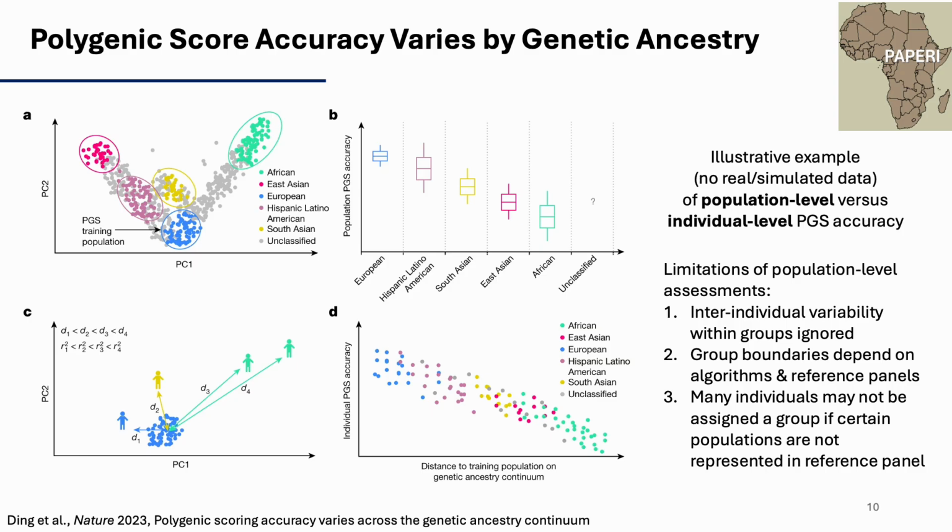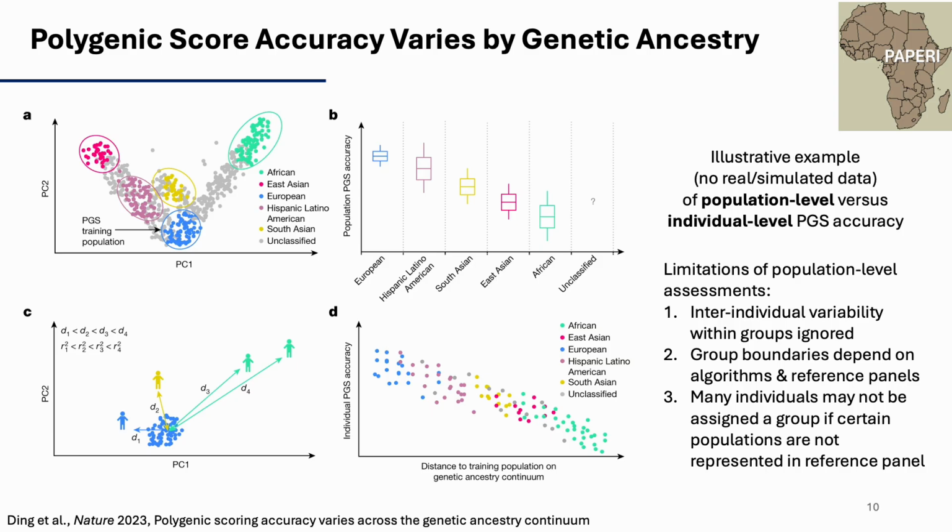The way we have determined that PGS performance varies between populations is by grouping individuals into broad populations, typically defined by principal component analysis as shown in Panel A, and evaluating PGS accuracy at the population level as shown in Panel B. However, this has several limitations. It ignores inter-individual variability within groups. Group boundaries depend on algorithms and reference panels, which can lead to arbitrarily defined boundaries between populations. And many individuals may not be assigned a group if certain populations are not represented in the reference panel.